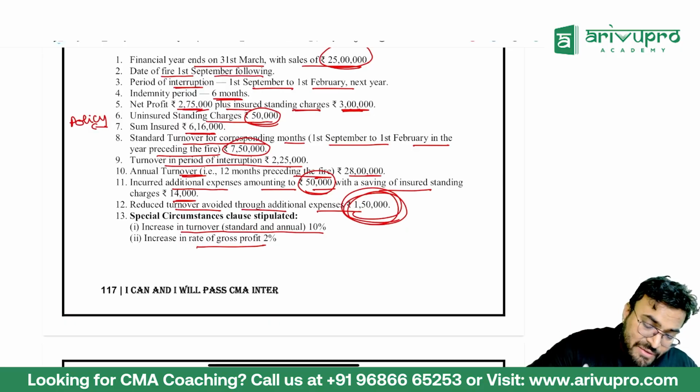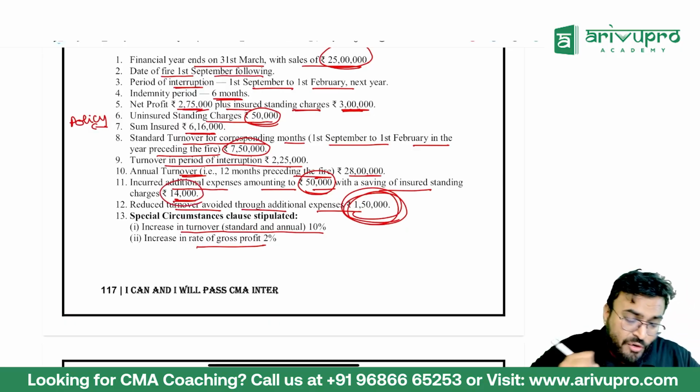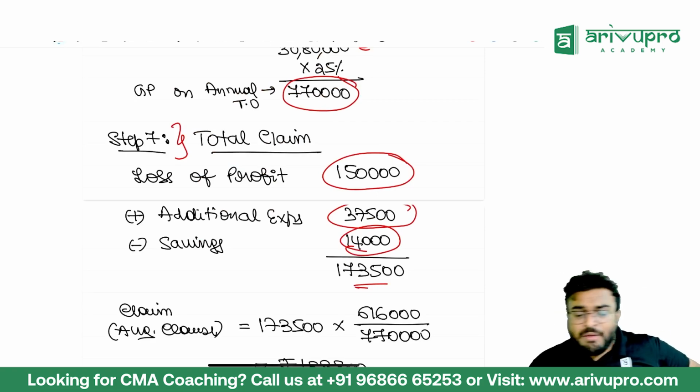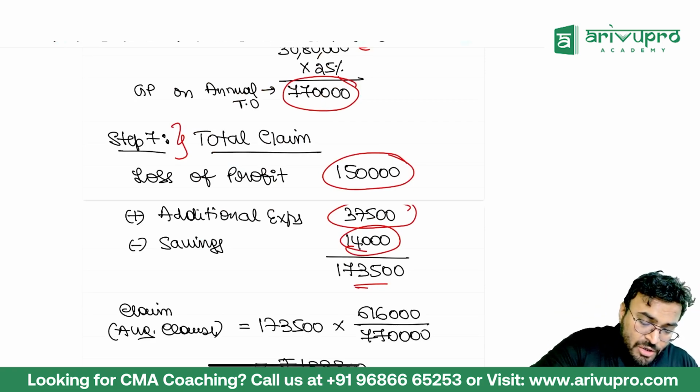37,500. Savings is given in the question only. We have a saving of 14,000, so minus 14,000 you'll get this, which is your loss of profit. How much was your gross profit on annual turnover?